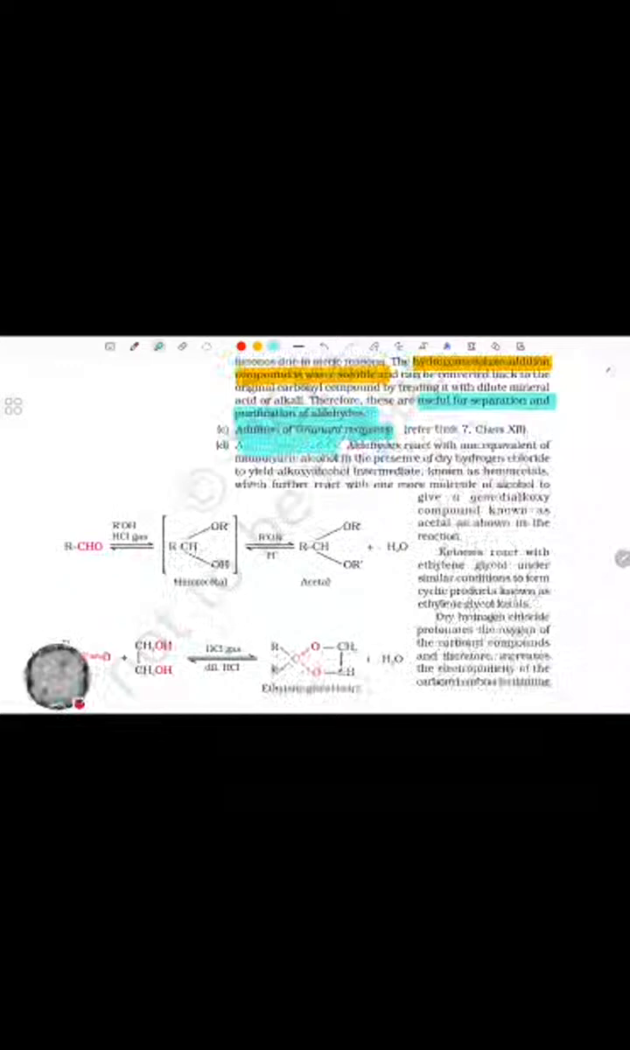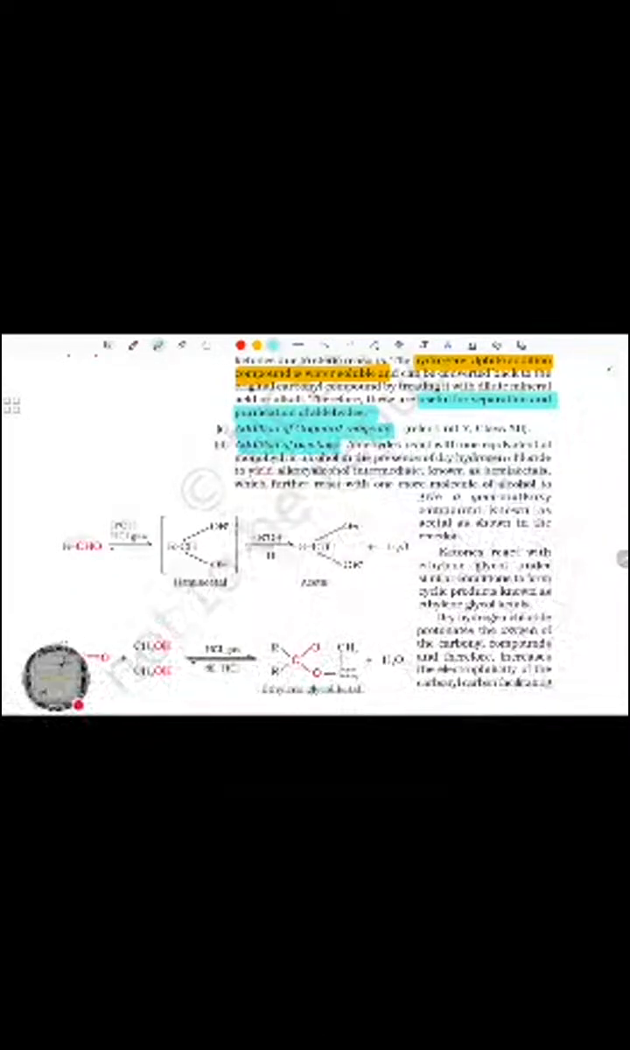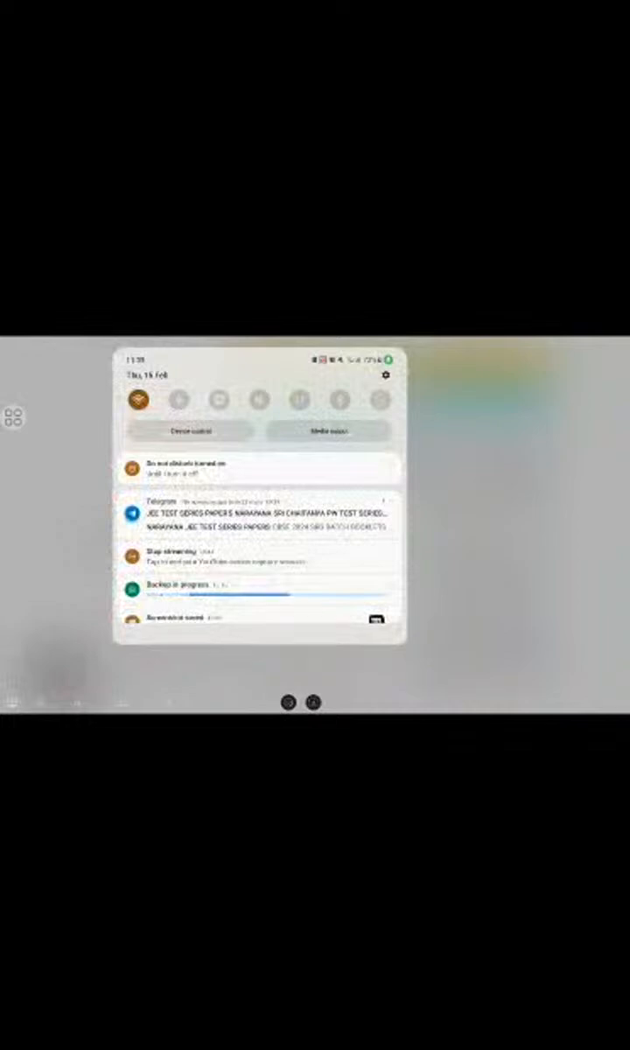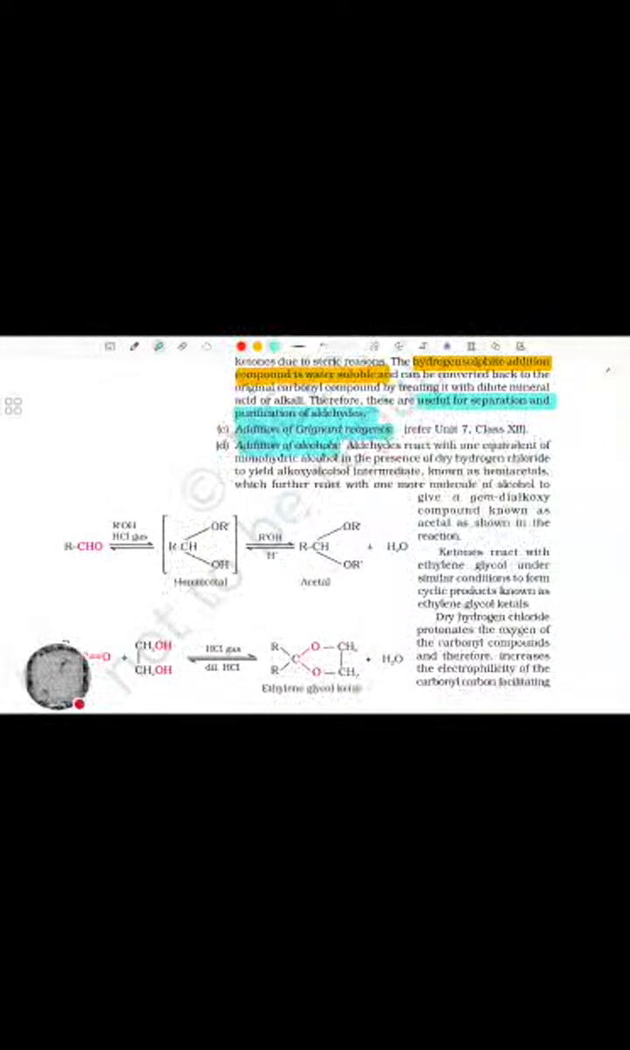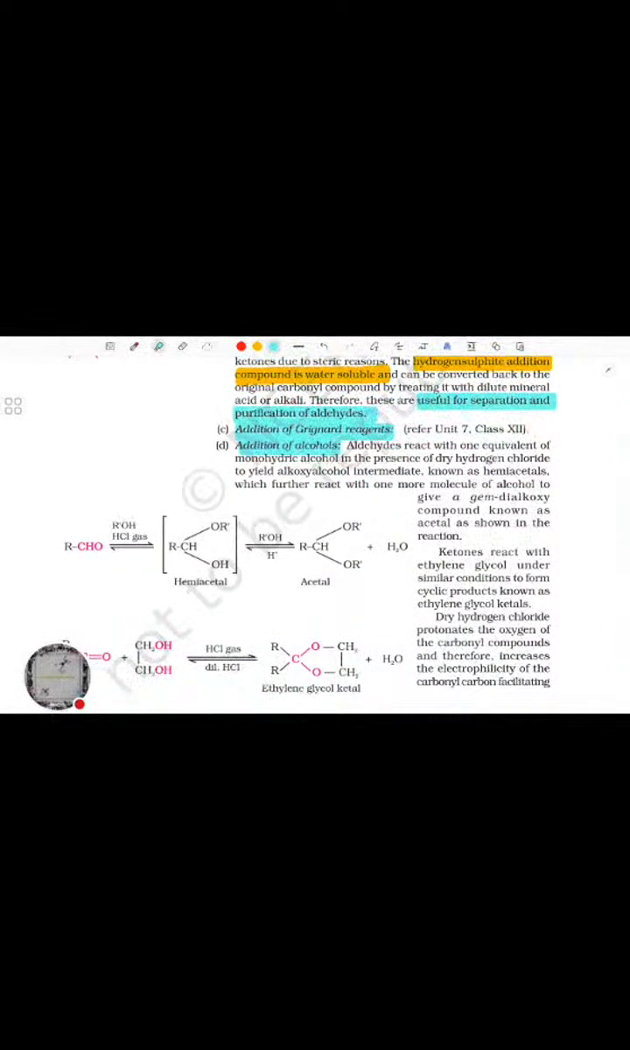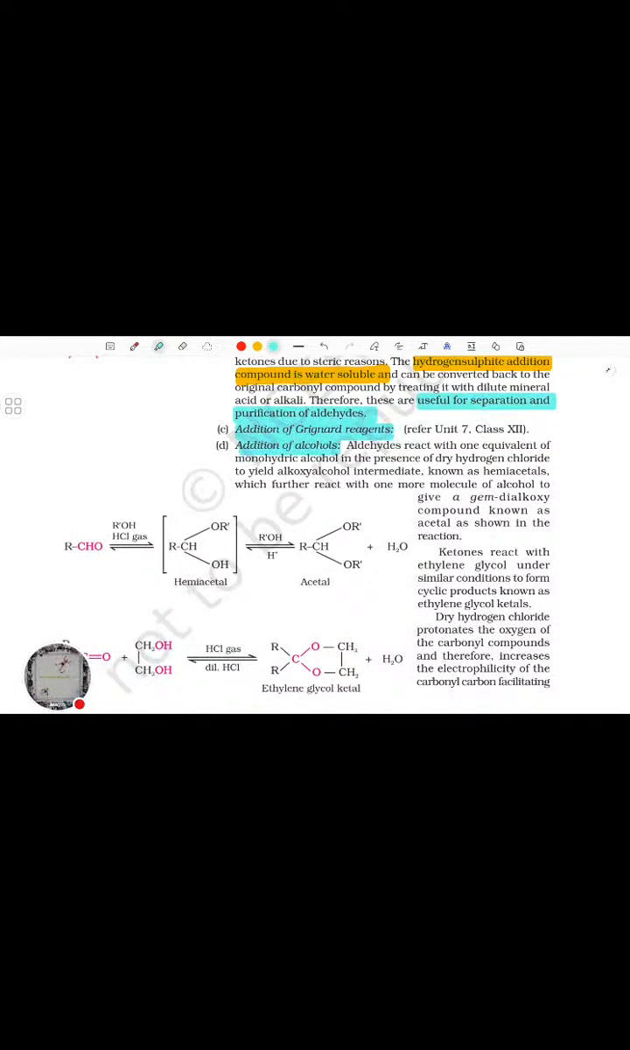When we have addition of alcohol, aldehydes react with one equivalent of monohydric alcohol in the presence of dry hydrogen chloride to yield an alkoxy alcohol intermediate known as hemiacetal, which further reacts with one more molecule of alcohol to give a geminal dialkoxy compound known as acetal, as shown in the reaction.